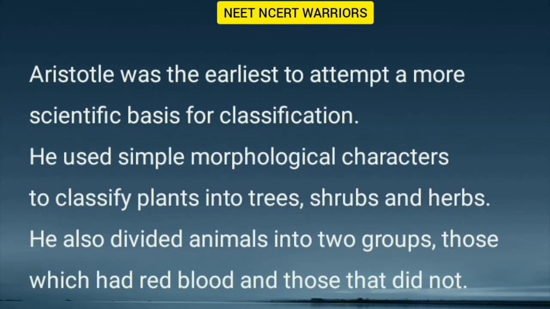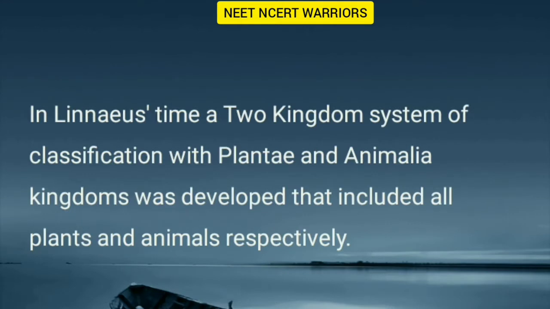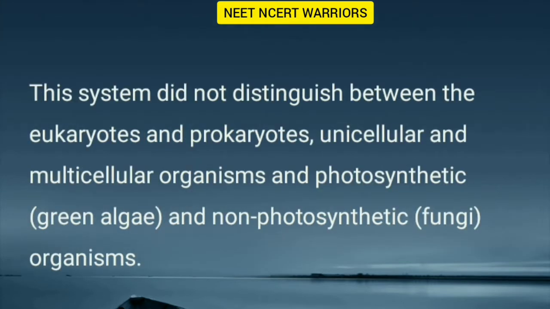Aristotle was the earliest to attempt a more scientific basis for classification. He used simple morphological characters to classify plants into trees, shrubs, and herbs. He also divided animals into two groups, those which have red blood and those that did not. In Linnaeus' time, a two-kingdom system of classification with Plantae and Animalia kingdoms was developed that included all plants and animals respectively. The system did not distinguish between the eukaryotes and prokaryotes, unicellular and multicellular organisms, and photosynthetic like green algae and non-photosynthetic like fungi organisms.